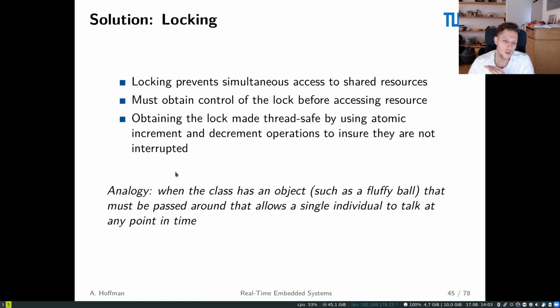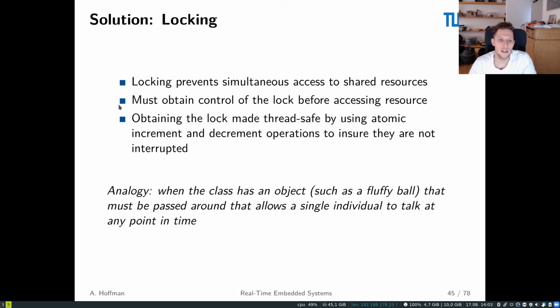So the solution to the problem is called locking. Now, locking itself comes in lots of different forms, but the word locking in computer science stands for creating some sort of control that prevents this simultaneous access, right? And so this is what I've written here.